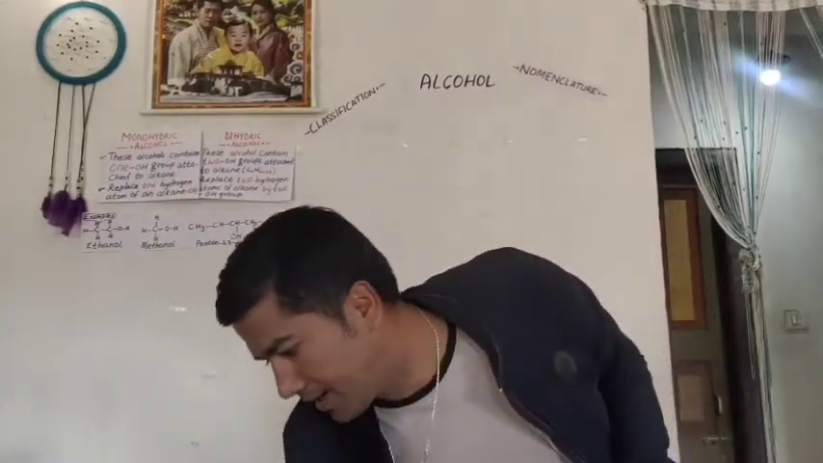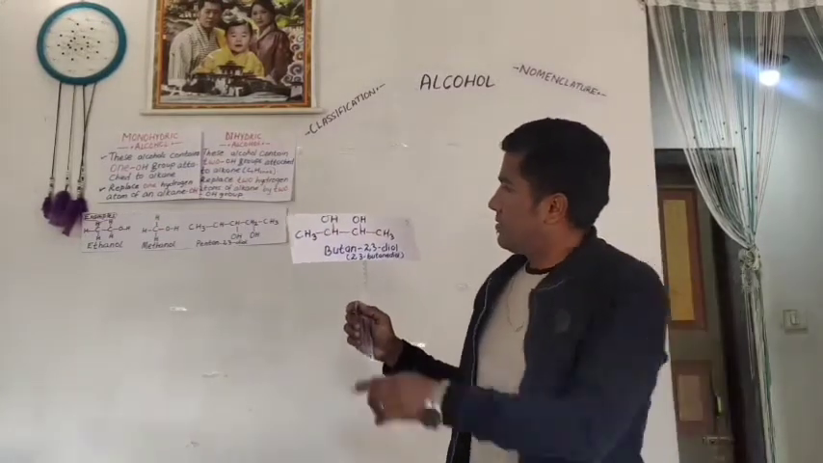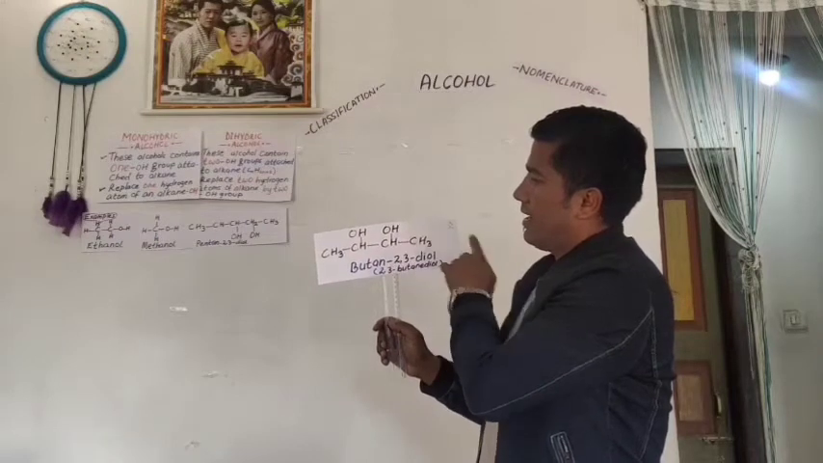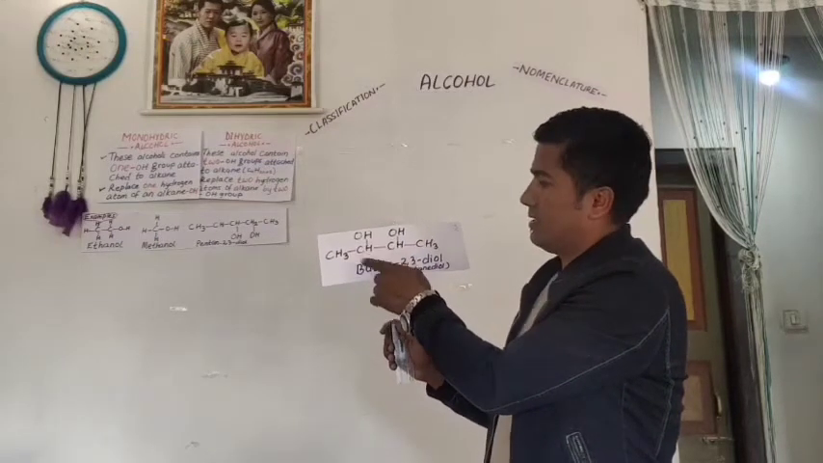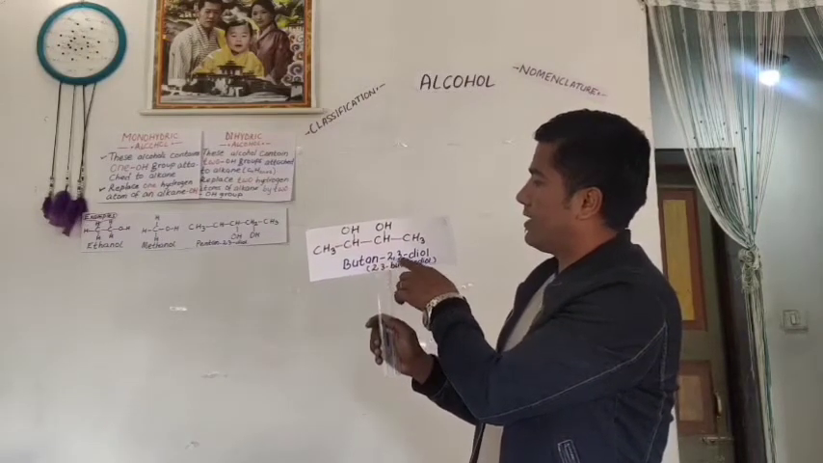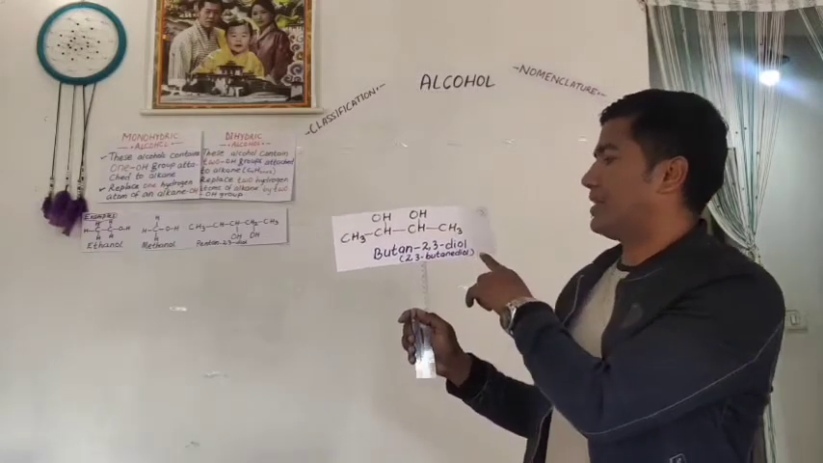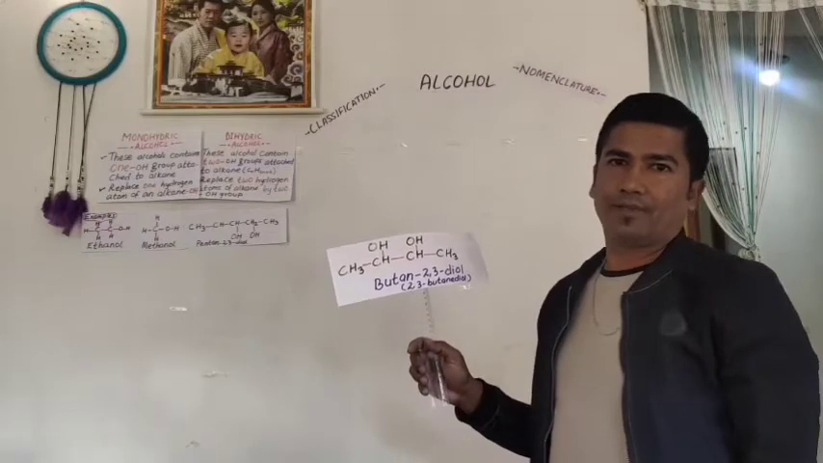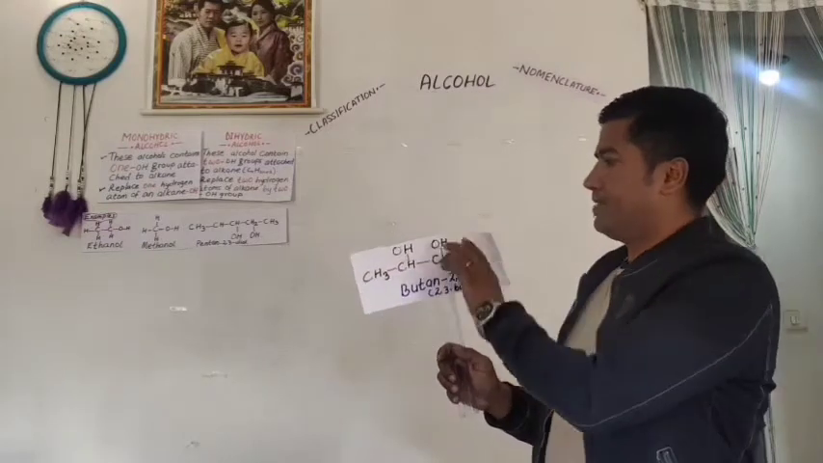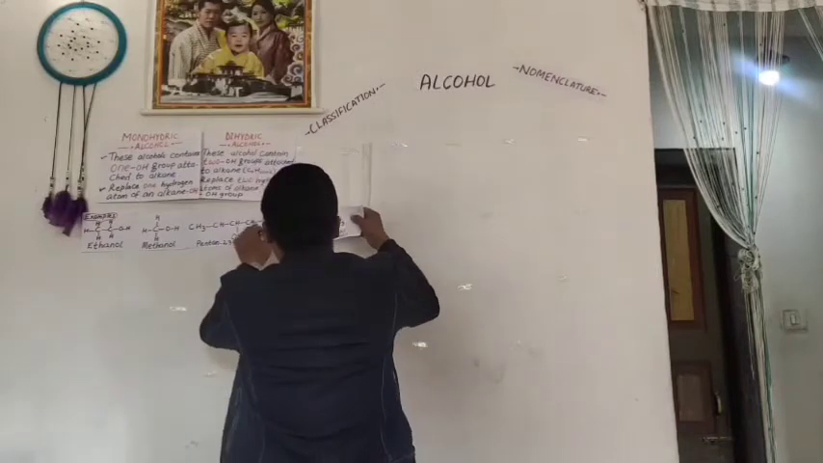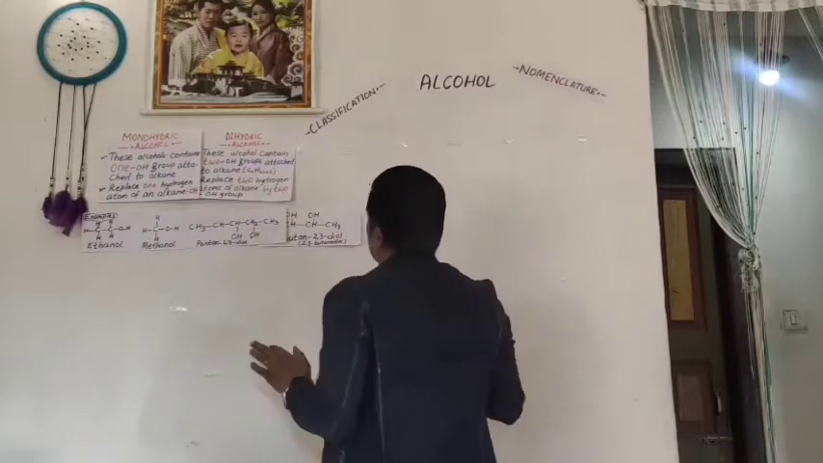Now another example here. Here also there are two OH groups attached to this hydrocarbon chain. So butane-2,3-diol, which is also called 2,3-butane diol. Okay, let's keep it over here.